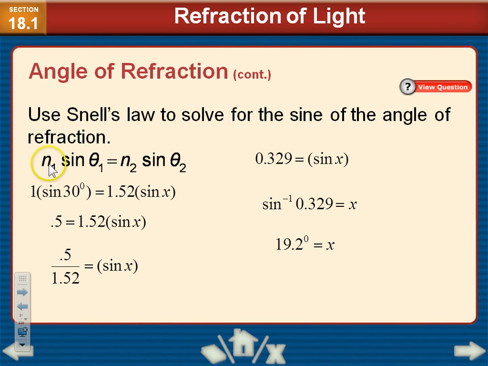So again, I substitute in a 1 for n. I substitute in 30 for the first angle. I substitute in 1.52 for the second value of n, index of refraction, and I'm solving for x, which is the second angle. So I take 1 times the sine of 30, which is 0.5, times 1.52, divide both sides by 1.52. Sine of x is equal to that, which is 0.329.